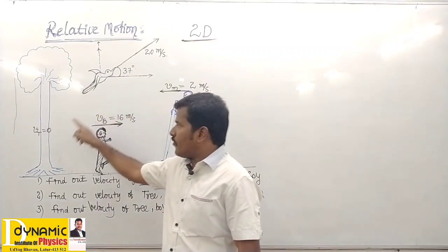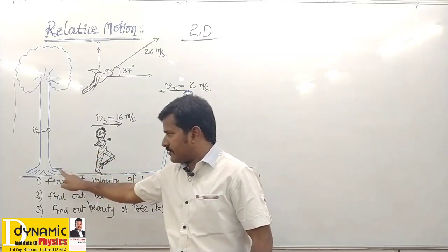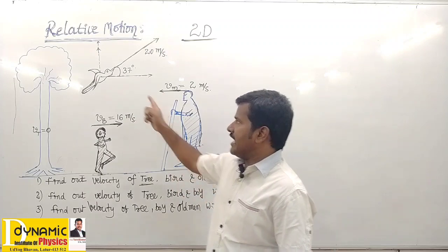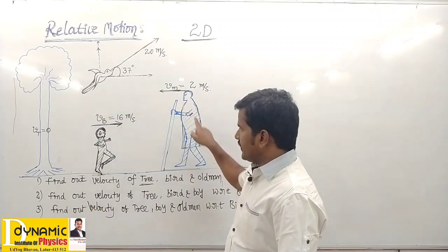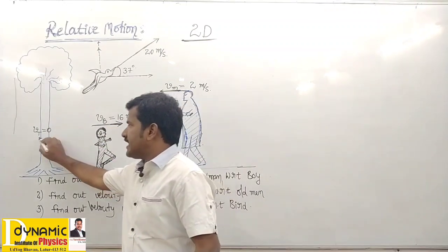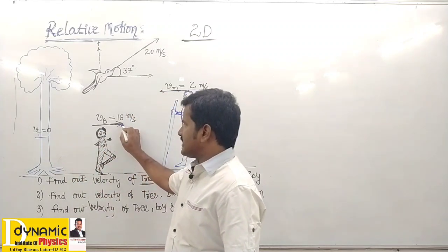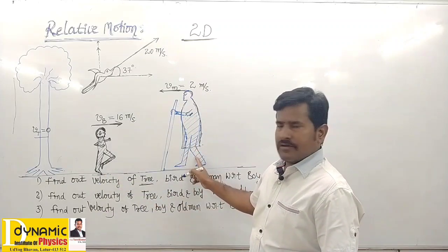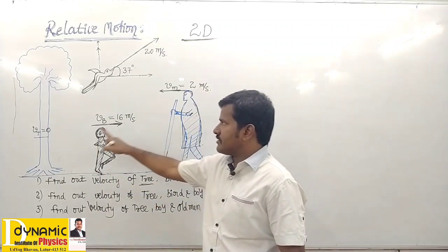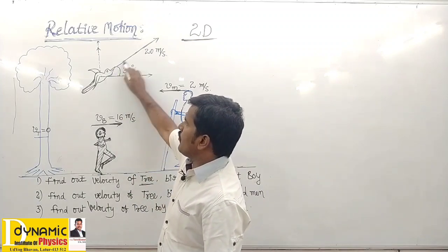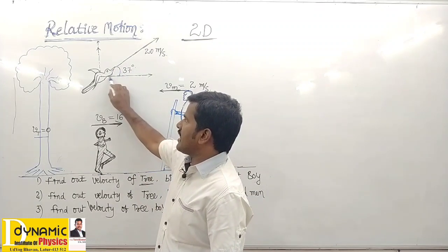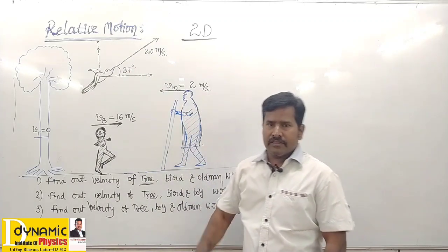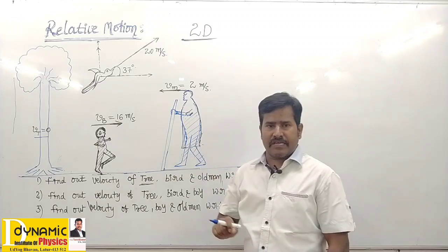There are 4 objects given: a tree, a boy, an old man and a bird. They have different velocities. Velocity of the tree is 0. The boy's velocity is 16 meter per second away from the tree. The man moves 2 meter per second towards the tree, and the bird is moving at 37 degrees with the horizontal direction with a speed of 20 meter per second. These are 4 different objects.